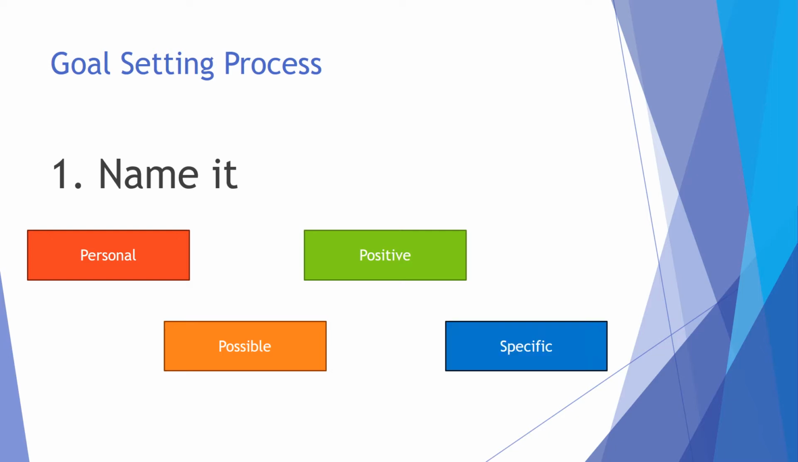The last one is specific, meaning that it needs to be measurable. For example, if you stated your goal saying that you wanted to study more, well, the issue with that is that more cannot be measured because it could mean something different to everyone. A better way of stating it would be that you want to study for 30 minutes every day. That can be measured so you will know when you have reached that goal. Once you name your goal and make sure that it meets the 4 goal naming criteria, you can move on to step 2.